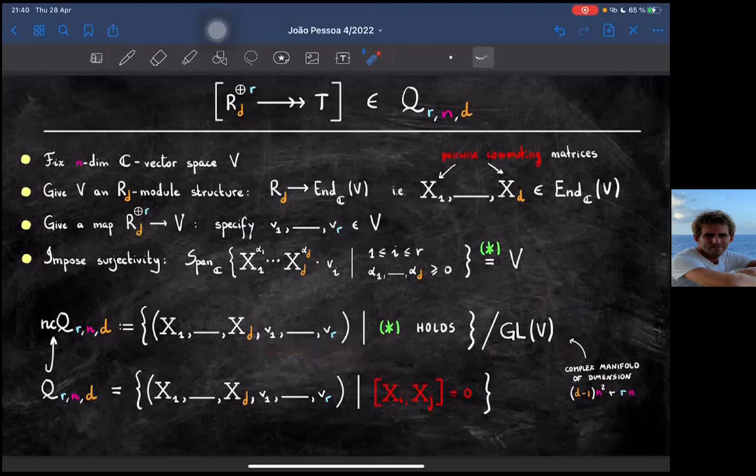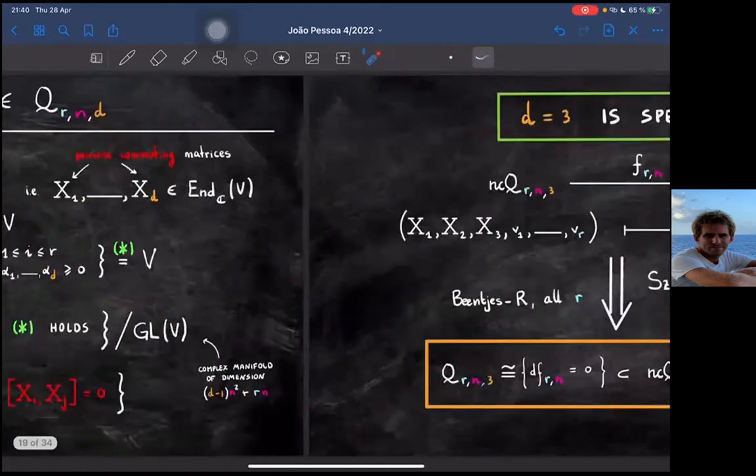And I can decide that I want to look inside this space, the locus where the matrices commute. And this is the quote scheme. So we don't need the general definition. This is a possible definition. It's very concrete.